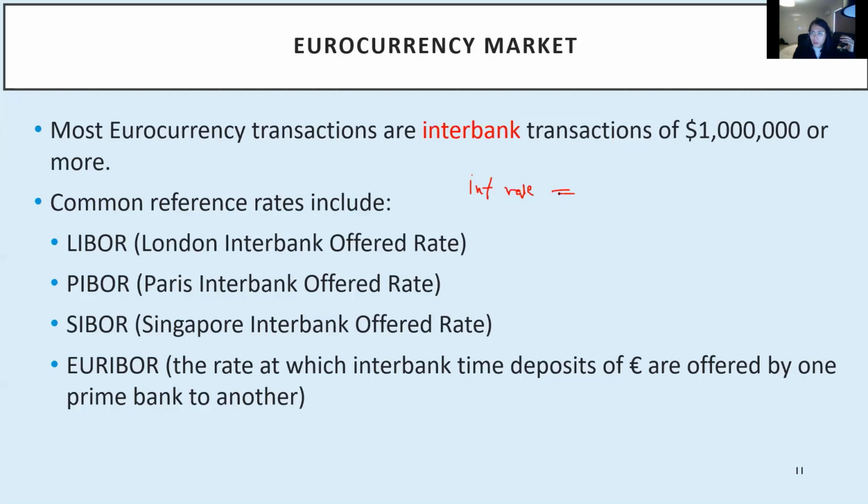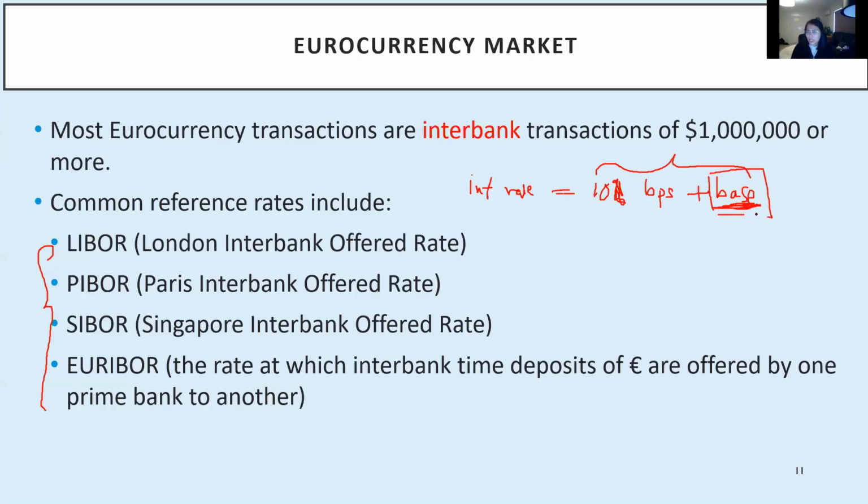So your interest rate is normally a spread, say 10 basis points, plus a base. So the base rate is a reference rate that most banks will use, and the common base rates are the LIBOR rate, the London Interbank Offer Rate, the PIBOR rate, the Paris Interbank Offer Rate, and so on and so forth.